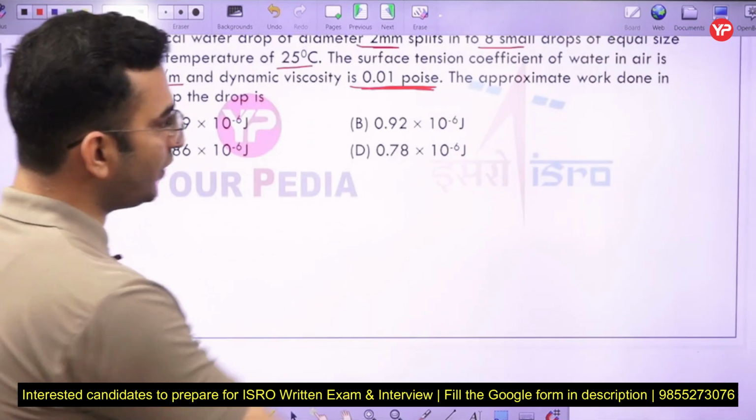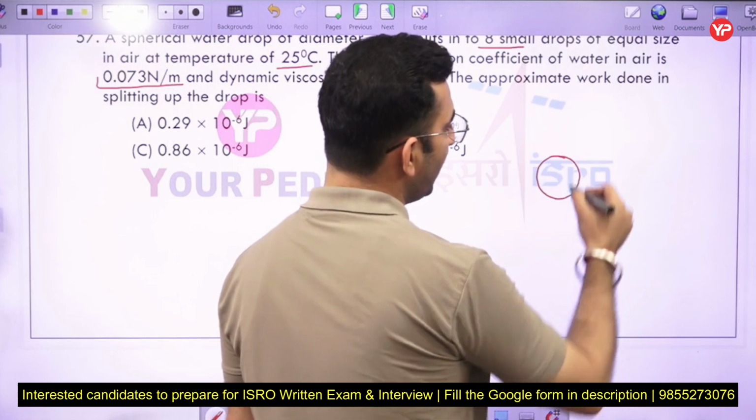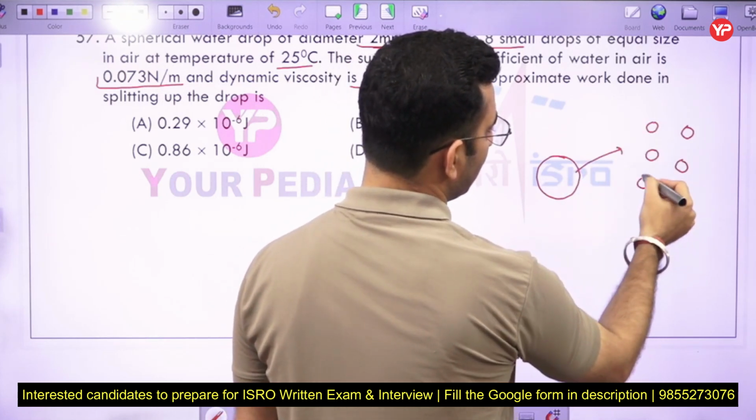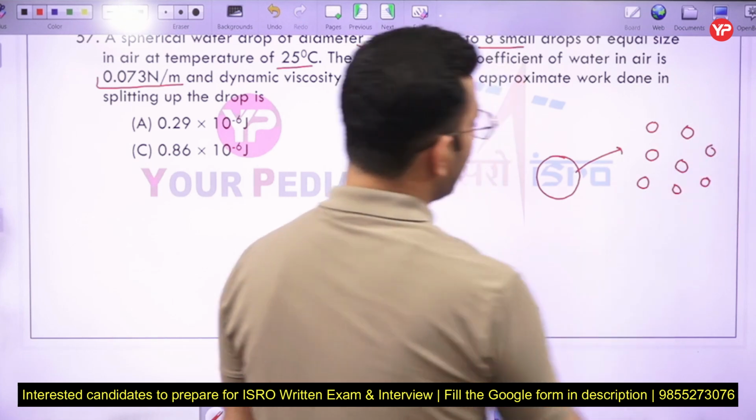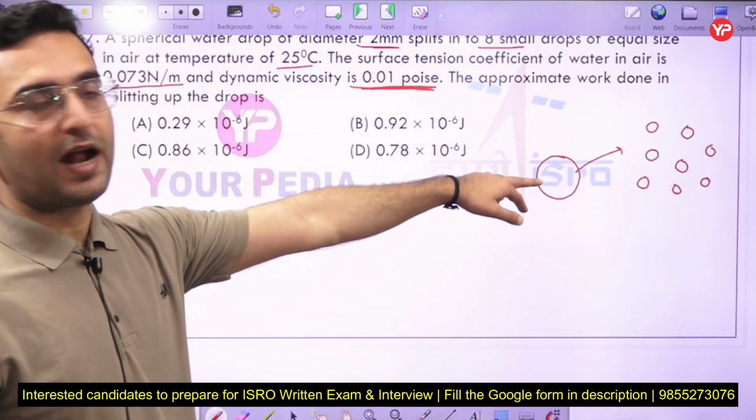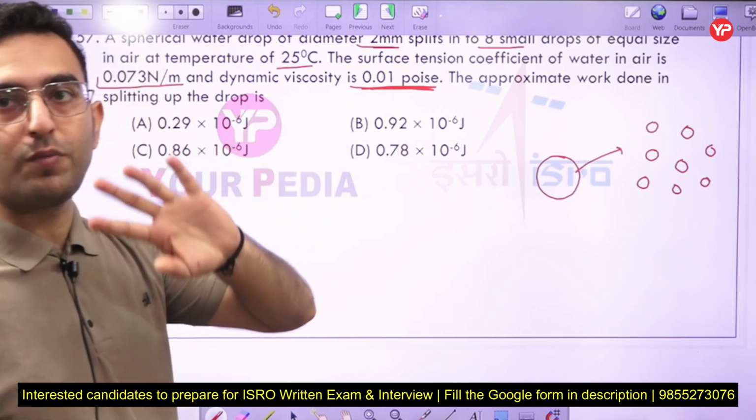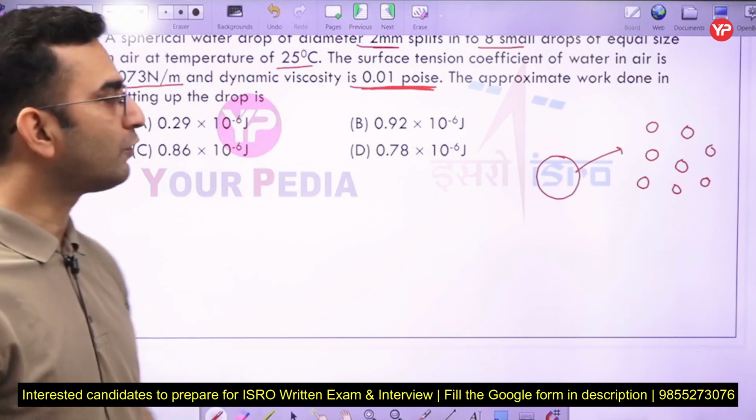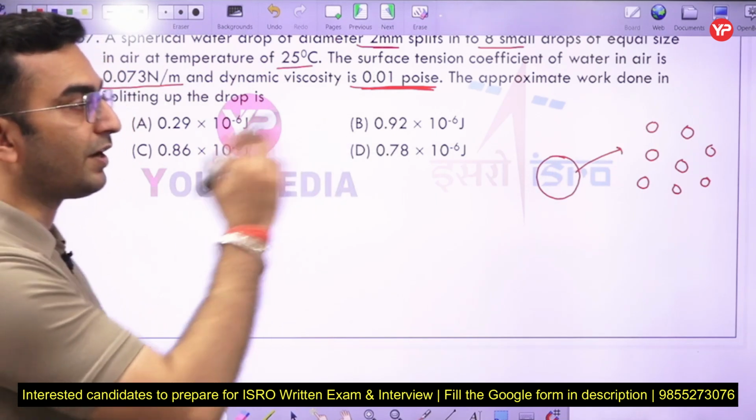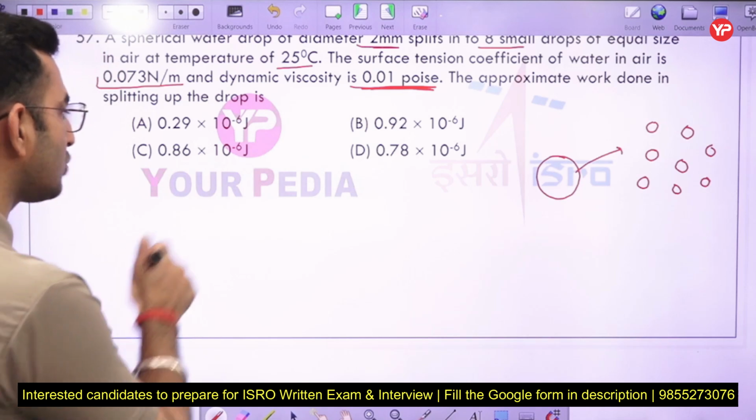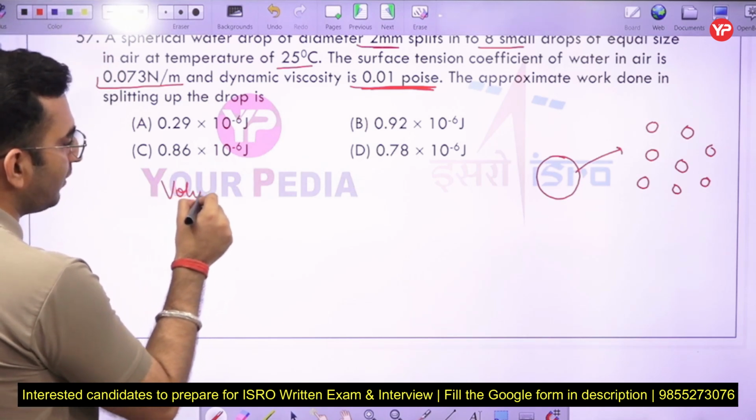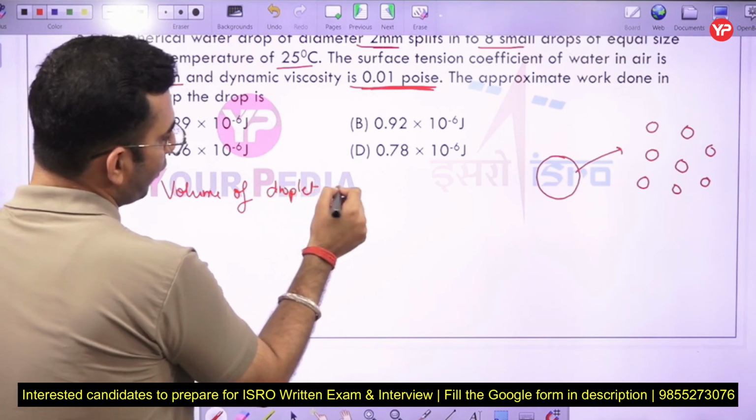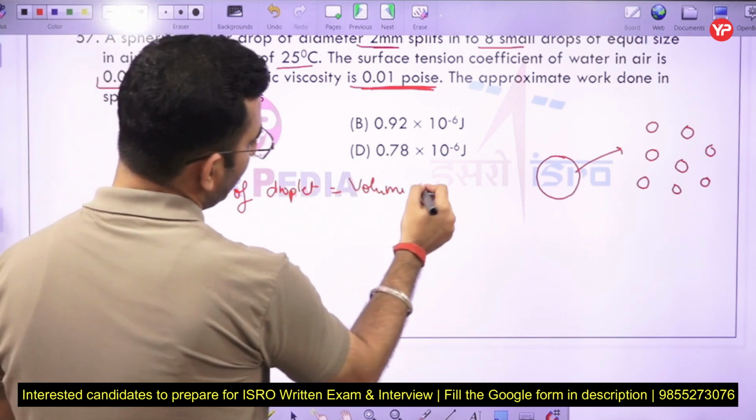Here we have a droplet splitting into 8 smaller droplets. The diameter of the large drop is given as 2 mm, and the diameter of the small droplets is not known to us. So first of all, we have to calculate the radius, or diameter, of the small droplets. The volume of the large droplet is going to be equal to the volume of the smaller droplets.